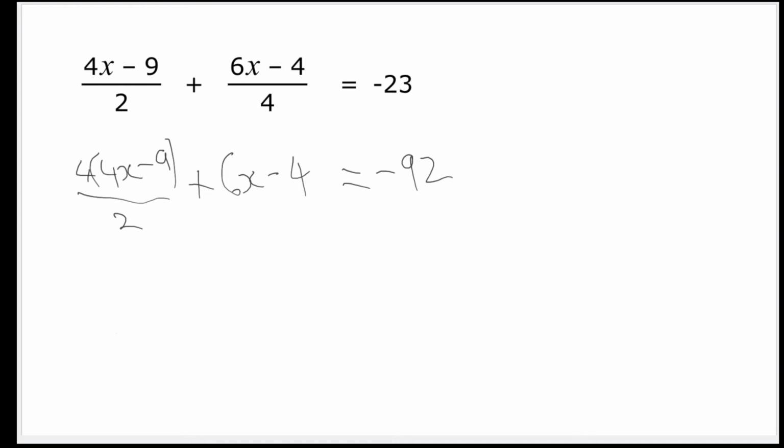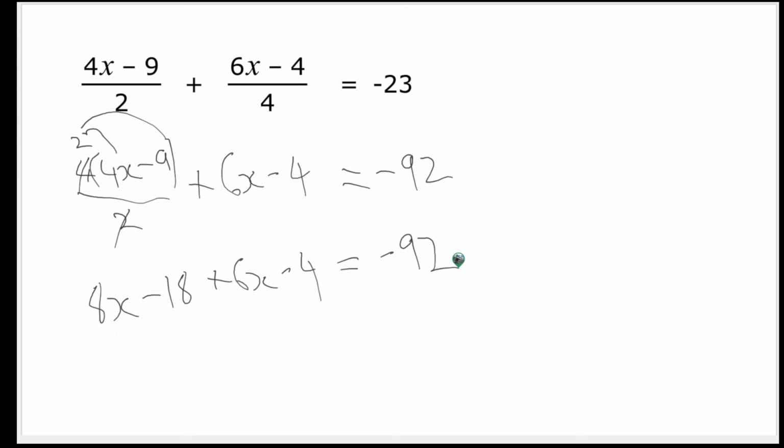Now, on the left hand side, you can see I've got the whole thing times by 4 and also divided by 2. So if I cancel that out, 4 divided by 2 is 2. So I can replace that 4 with a 2 and it's no longer a fraction. On the next line, I'm going to expand the brackets. So 2 times 4x and 2 times minus 9. So that gives me 8x minus 18 plus 6x minus 4. Still equal to minus 92.